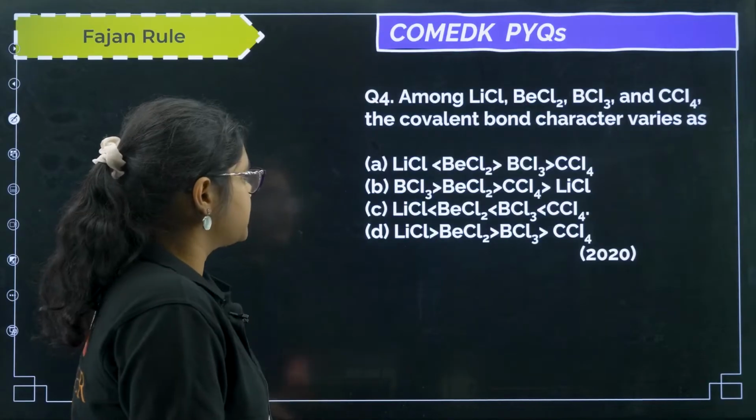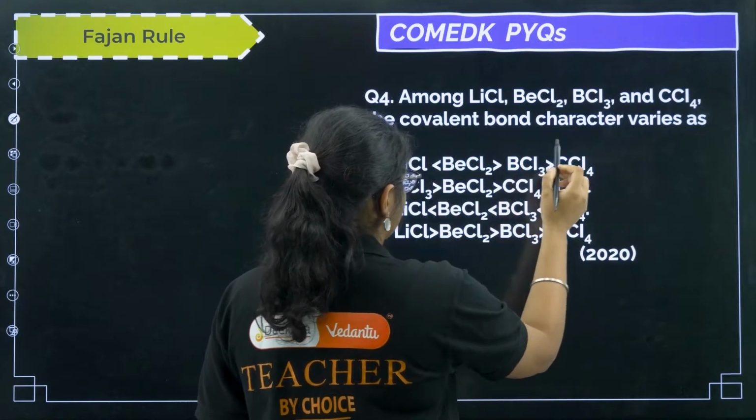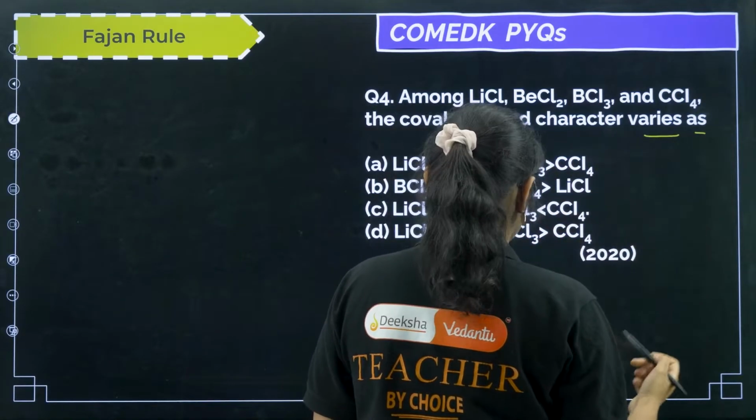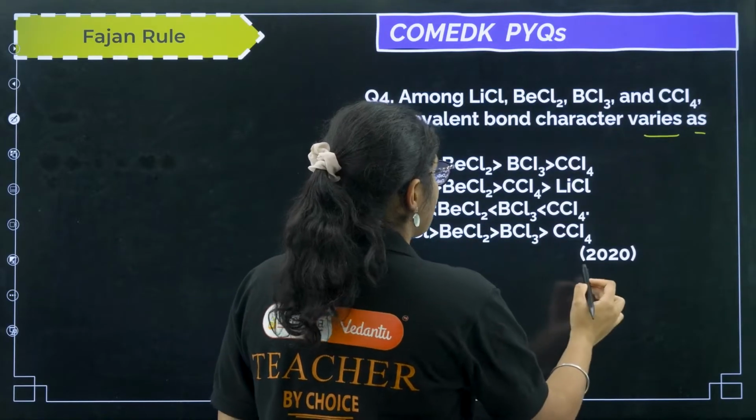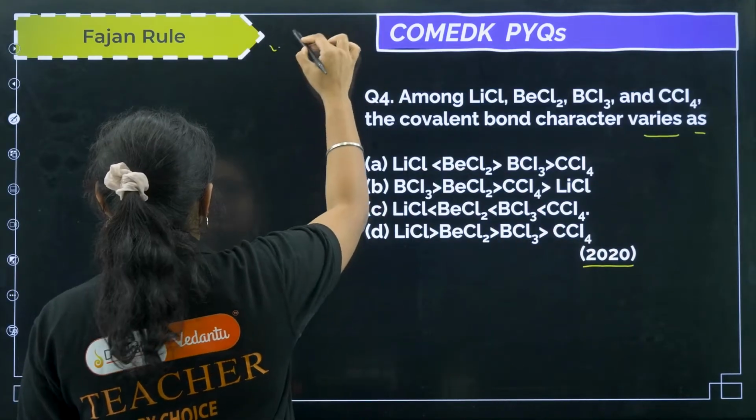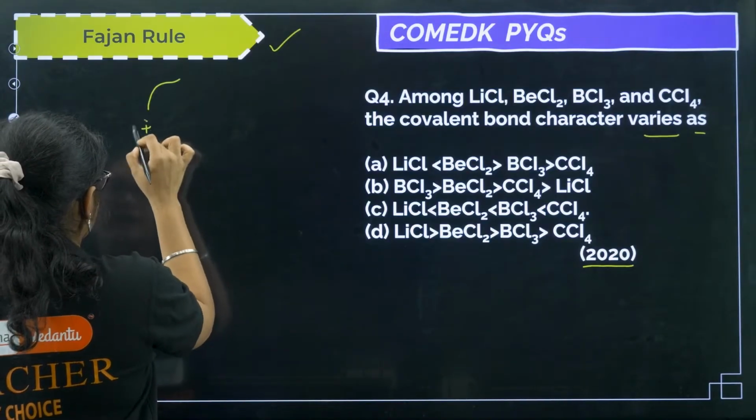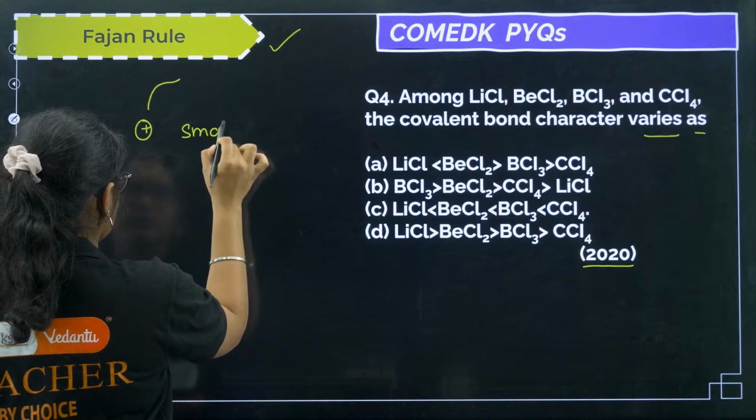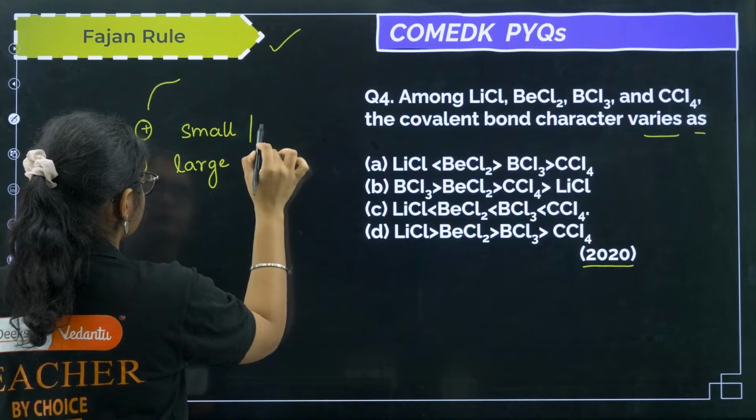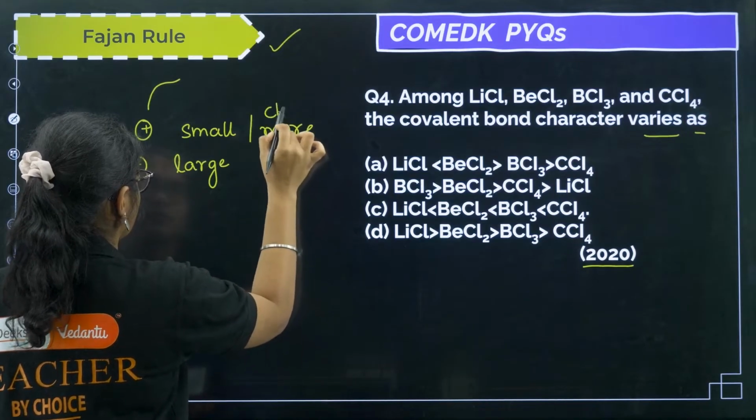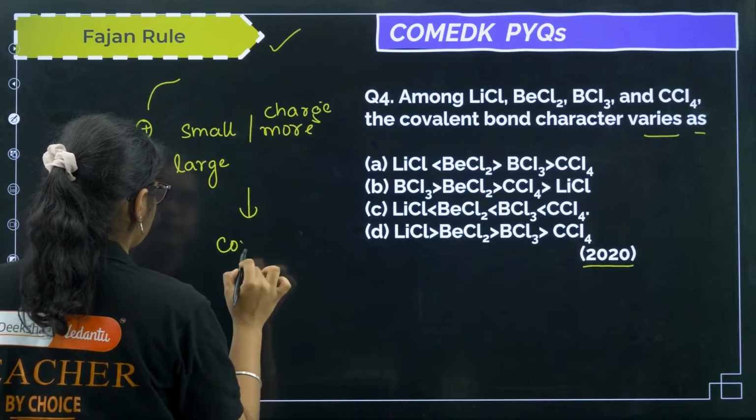Okay. Next, question number 4. Among LiCl, BeCl2, BCl3 and CCl4, the covalent bond character varies as. Okay, so we need to find the covalent bond character. This question was asked in 2020 KCET. It was based on Fajan's rule. What does Fajan's rule say? If the cation size should be small and the anion should be large, and the charge should be more, this implies that the bond is covalent.